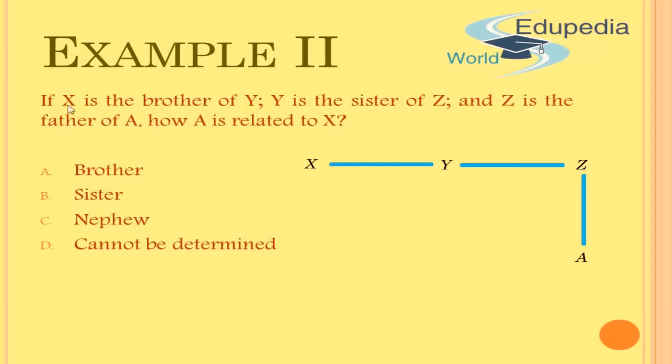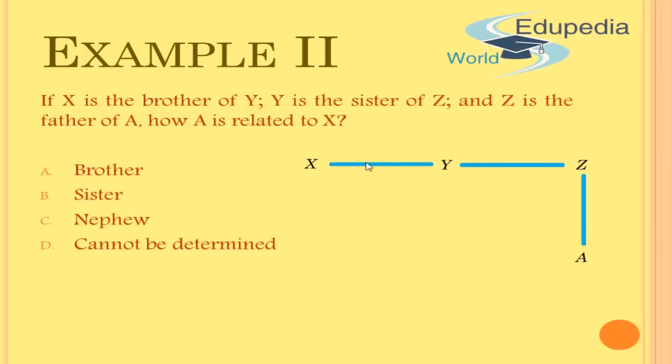So first of all, I know that X is the brother of Y. So I plot X, draw a horizontal line, and I plot Y. This is the same generation movement, horizontal movement. So X is the brother of Y. That means X is male. I don't know the gender of Y yet. From the next clue, I find out that Y is the sister of Z. So now I know that Y is female and Y is the sister of Z. So again, I will plot a horizontal line and I will plot Z next to Y.